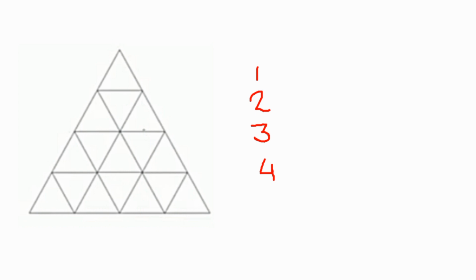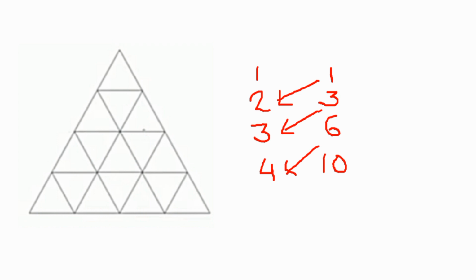Take 1, write it here. Now add 1 and 2. Write the answer 3 here. Add this 3 to the next number, that is 3. 3 plus 3 is 6. Add 6 with the next number, that is 4. 6 plus 4 is 10.